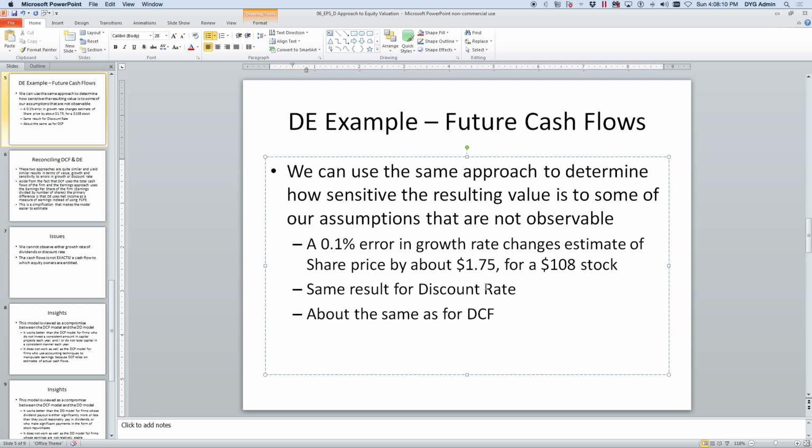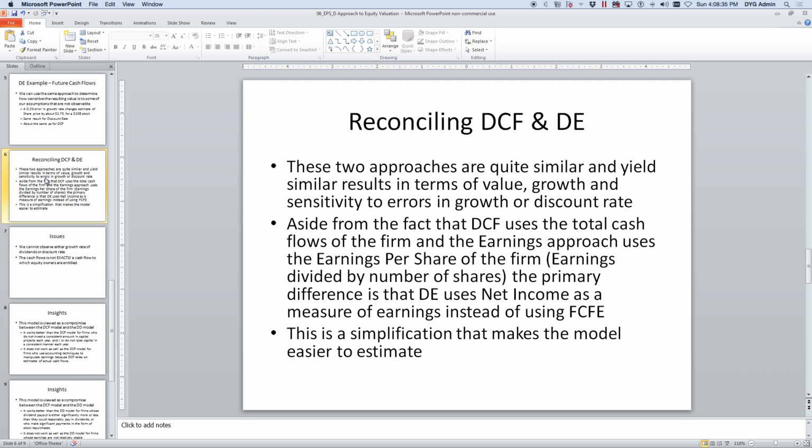So again, not very sensitive, not nearly as sensitive as the dividend discount assumptions are. Again, sort of similar to the discount rate. When we do sensitivity for the discount rate, we get a similar result. And things sensitivity-wise are about like the DCF, maybe not quite as sensitive. So, it's just another way that you can do it. It's sort of a shortcut, uses information that you can easily grab.